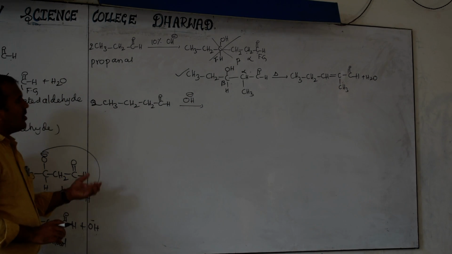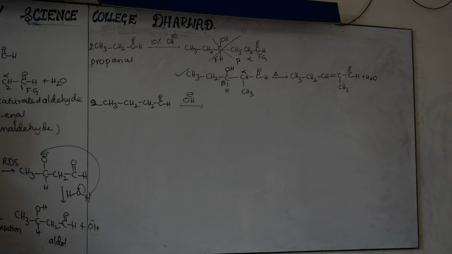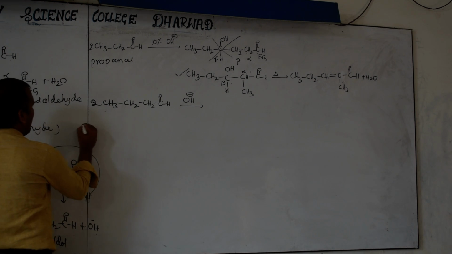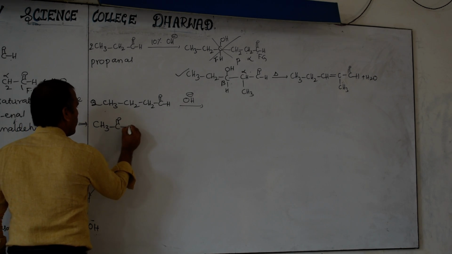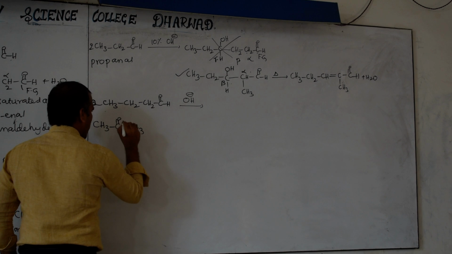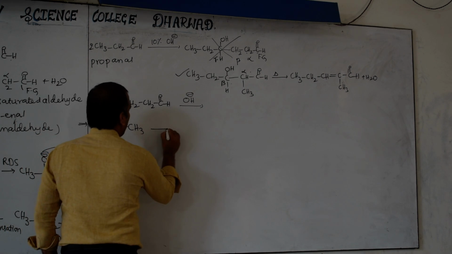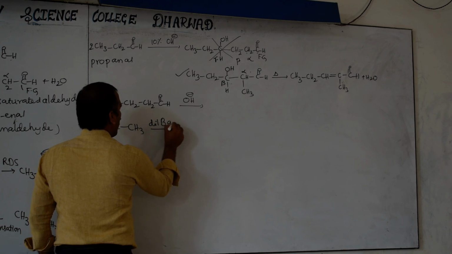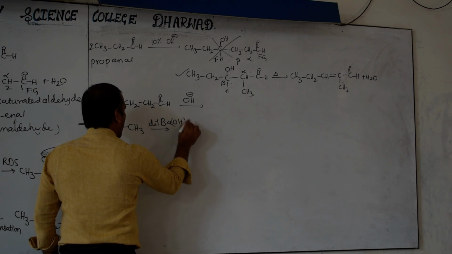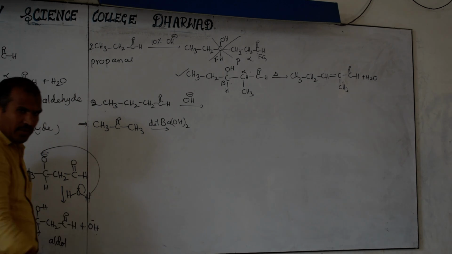Clear this? Now we will go with the ketone. Now aldehyde is completed. Ketone we will do now. Now I am taking the ketone, that is CH3, C double bond O, CH3. This reaction takes place in presence of dilute barium hydroxide. Otherwise, this will undergo in acidic medium.